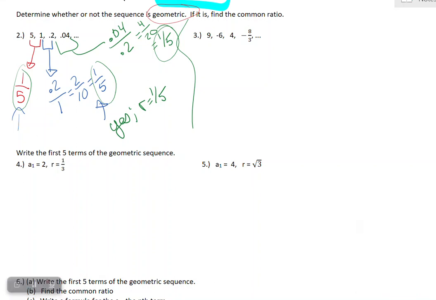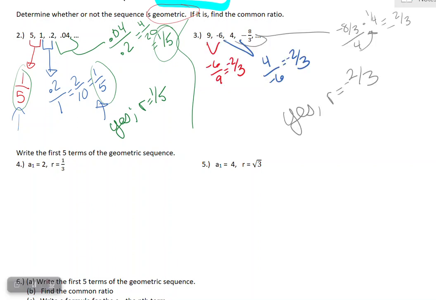I started saying in the last video, pause your video, do number 3, see if it's geometric. So when you do the ratios between each of the terms, you'll see that it does multiply by -2/3 consistently. So yes, it is geometric. The ratio would be -2/3.